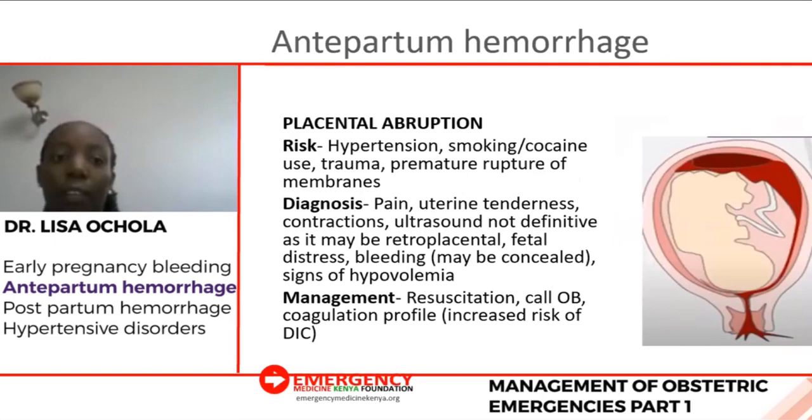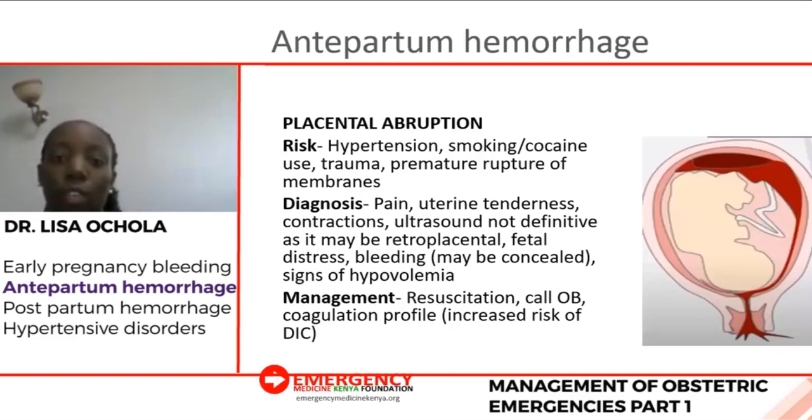wall. The risks are hypertensive disorders, which we are going to discuss. There's smoking or cocaine use. There's trauma. There's also premature rupture of membranes. And there are other causes, such as uterine overdistension, but those are the main ones.